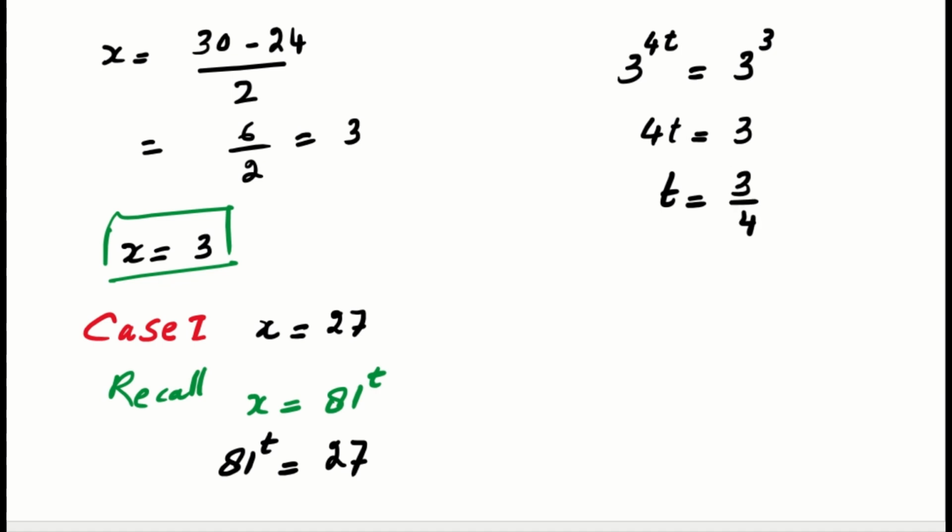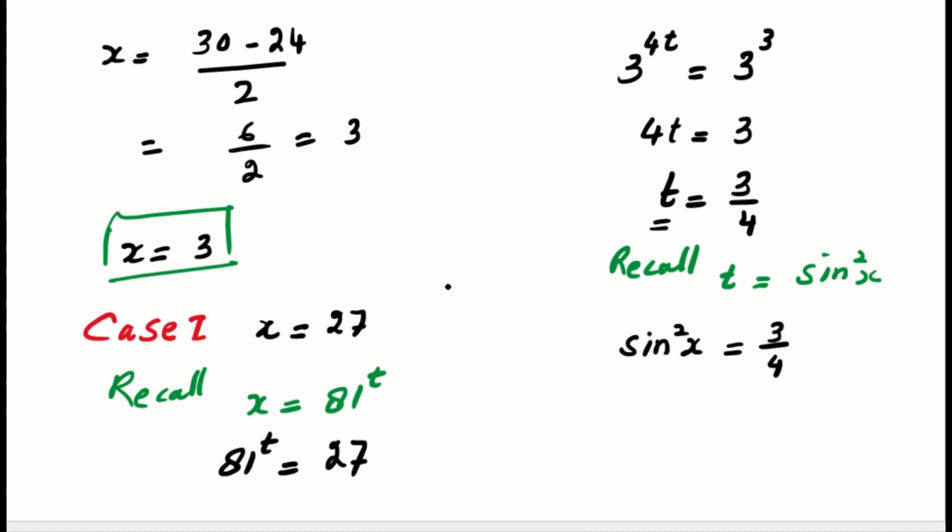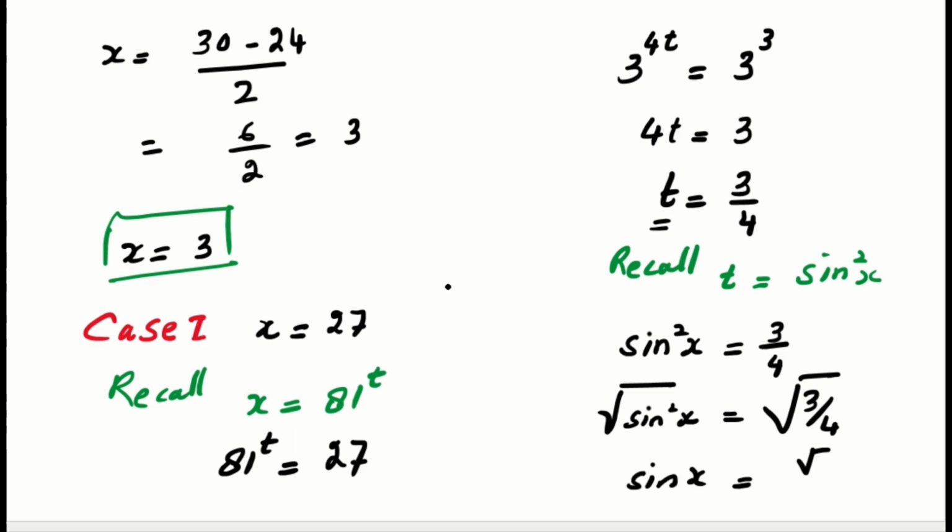From here we will recall again our substitution, that is t is equal to sine square x. So we will put in the value of t, that is sine square x is equal to 3 over 4. We will take square root on both sides, that is square root of sine square x is equal to square root of 3 over 4. So square root will cancel out with the square sign. We will get sine x is equal to square root 3 over 2. It will be plus or minus.